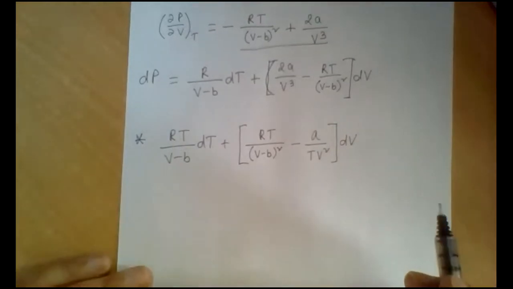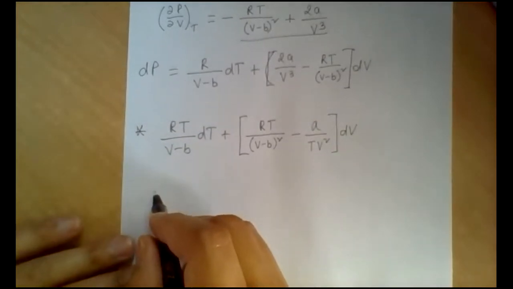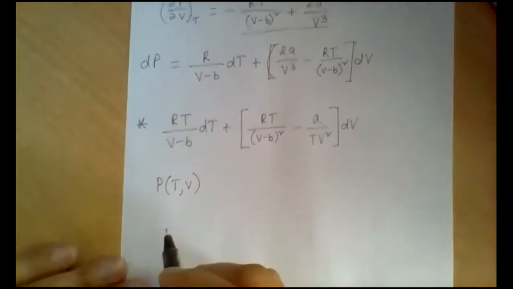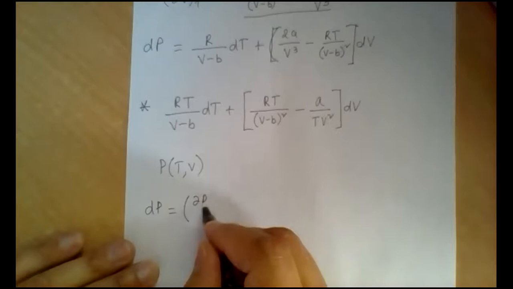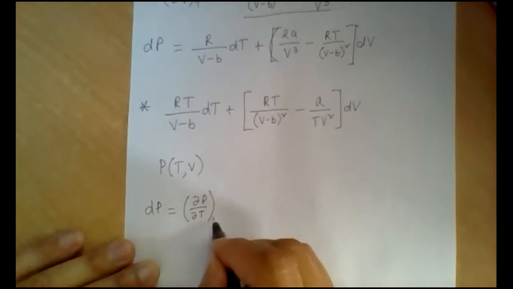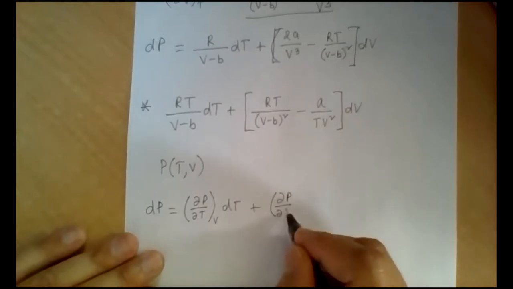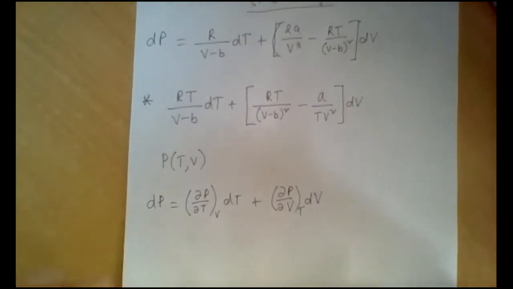Suppose that there exists such a function. Let us call that function P. For the function to exist, its total differential should be equal to dP equal to del P by del T at constant volume dT plus del P by del V at constant temperature dV. Now, if such a function exists, then its total differential should be given by this expression.